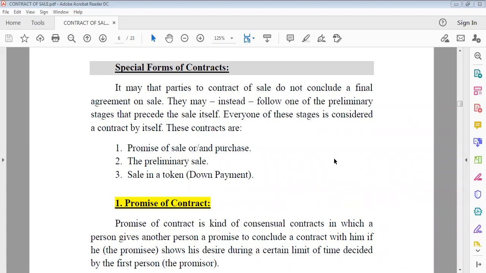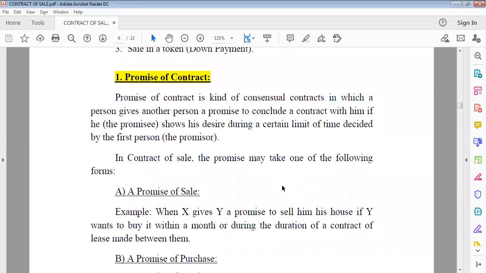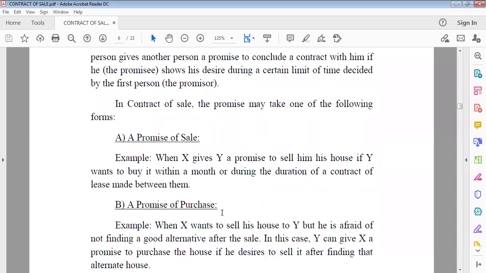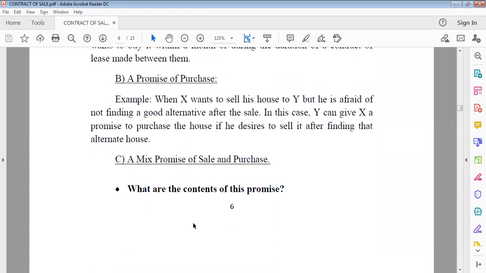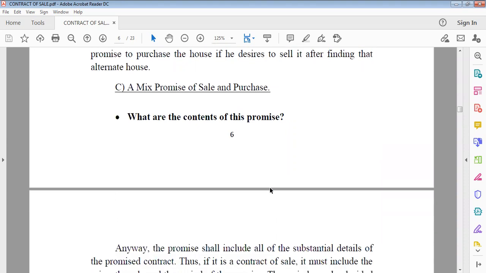So I illustrated one of the examples for the preliminary stages, which is the promise of sale or promise of purchase or the mixed promise of sale and purchase at the same time. So I defined the promise of the contract, whether promise of the contract of sale or promise of a contract of purchase, and we know what is the difference between these two matters, and the mixed case promise between the sale and the purchase.